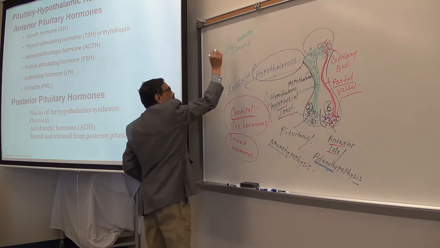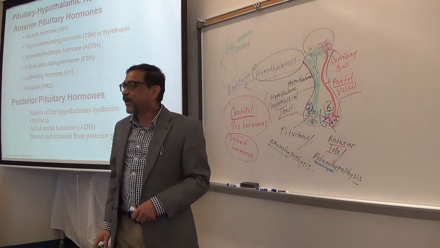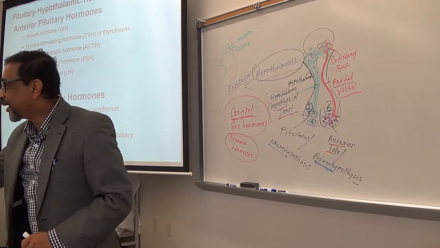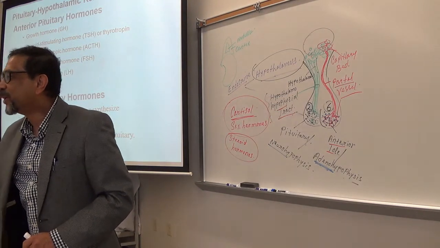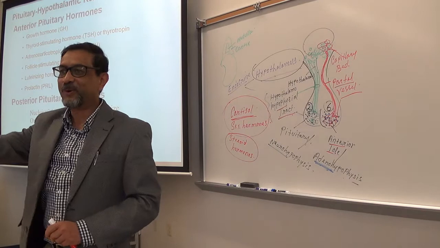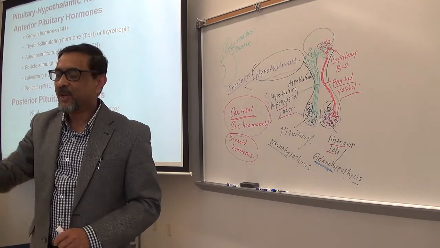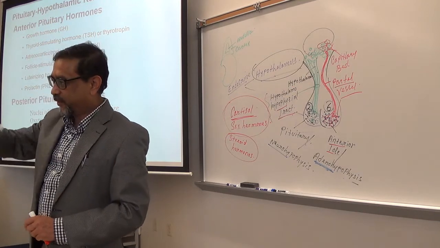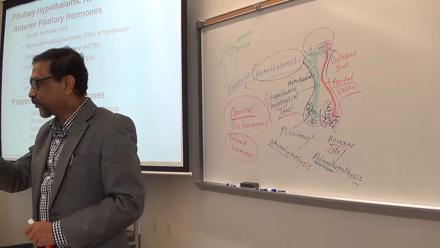Okay. Now ACTH will work on which part? What do you think? Cortex, because its name is adrenocorticotropic. Cortical part, right? Cortex. So this hormone stimulates the adrenal cortex. That means the outer part of the adrenal gland. Okay? Good.